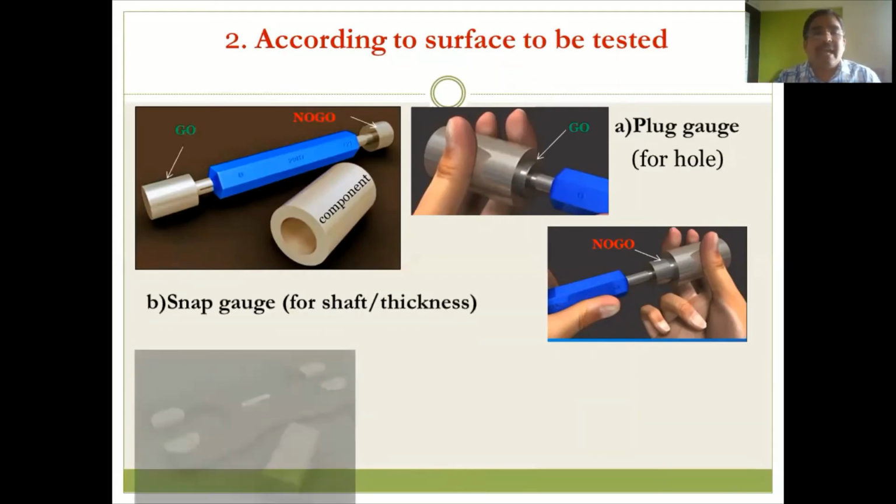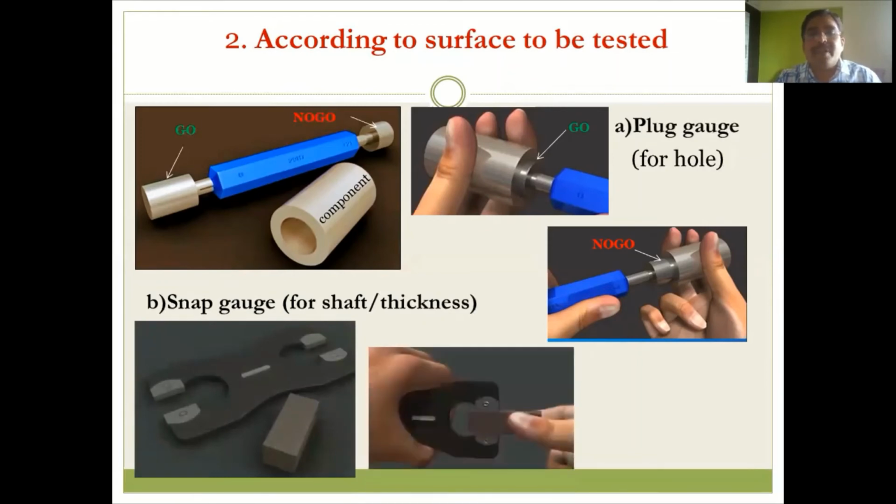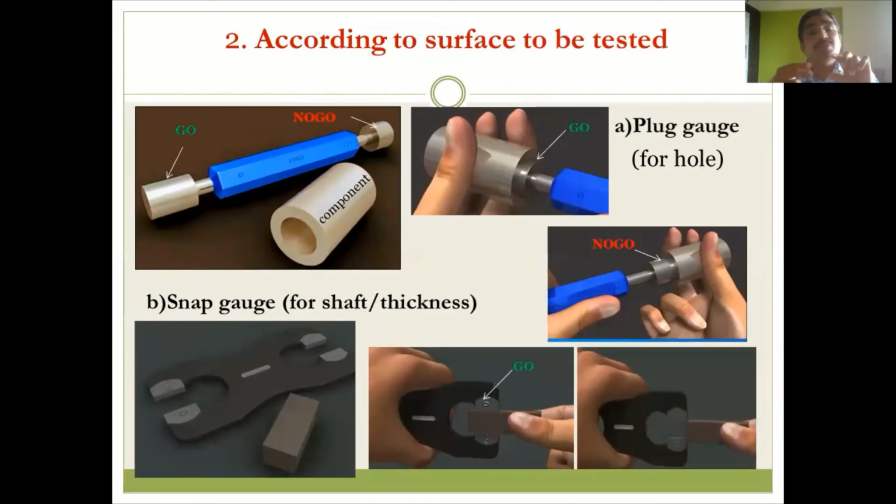Again, I will show you the snap gauge. Now this is a snap gauge here, my friend. Here also there is a go end. If we are checking the thickness, we enter the component, and when you are entering, it should enter into the go end. Okay, it's fine. But the no go end should not enter. If such conditions have been satisfied, then only we can say that the component is acceptable or within a limit.